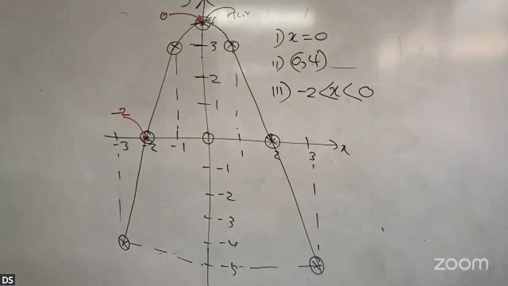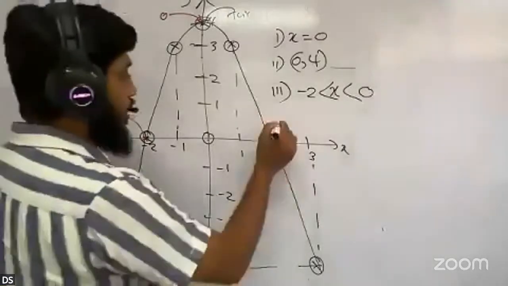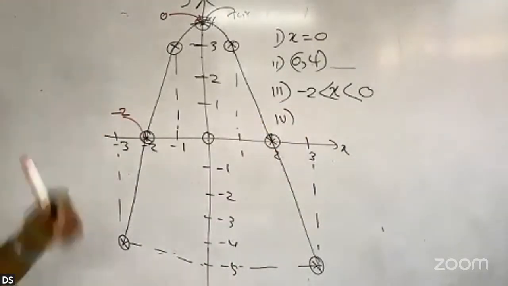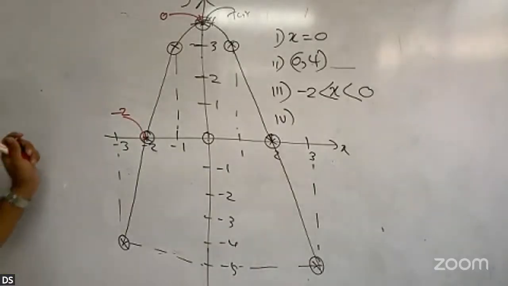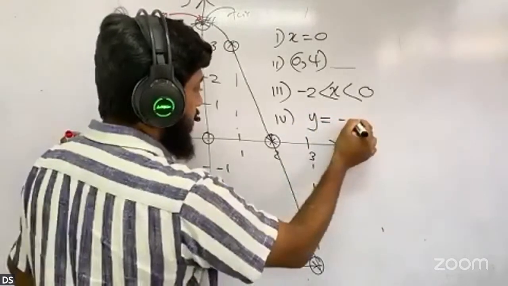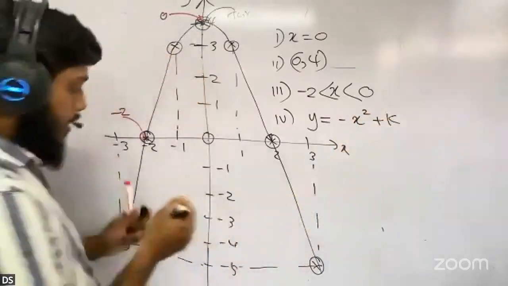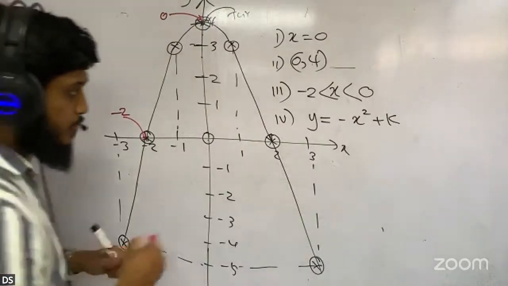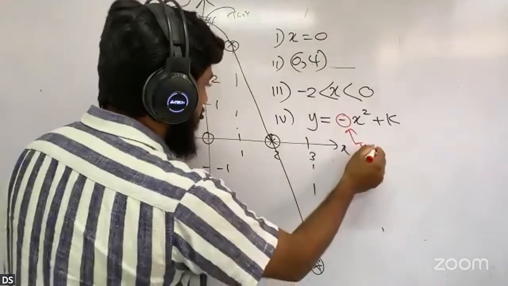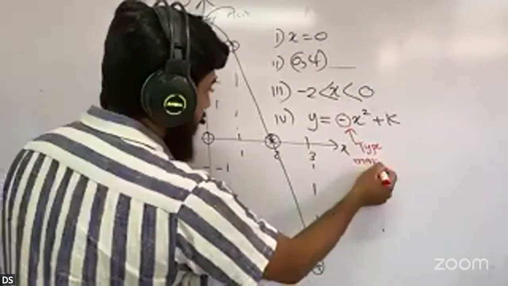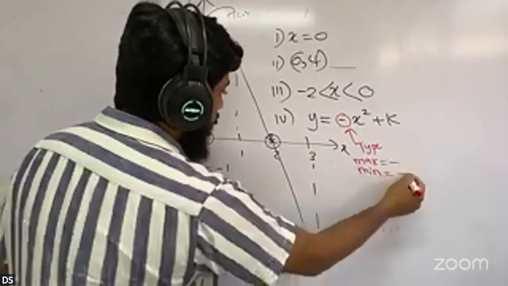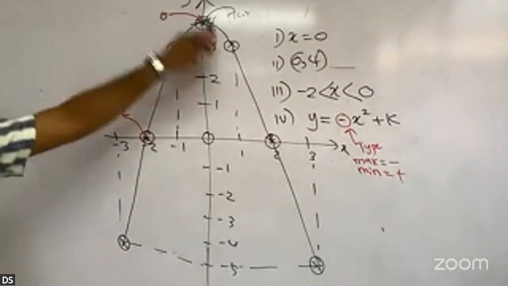Fourth one, by finding the value of k, find the roots of the equation -x squared plus k equals 0. Now you should know the graph's equation. I taught you how we get this equation. Y equals -x squared plus k, they are telling. These things have meaning. This minus says the type of the graph. If it is a max value graph, we put minus. If it is a min value graph, we put plus. Since this is a max value graph, they have put minus here.